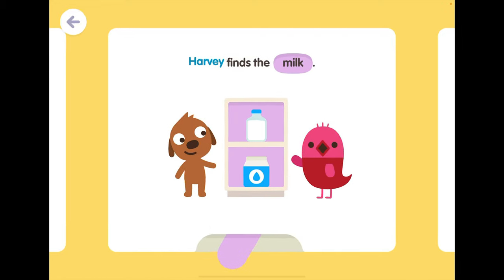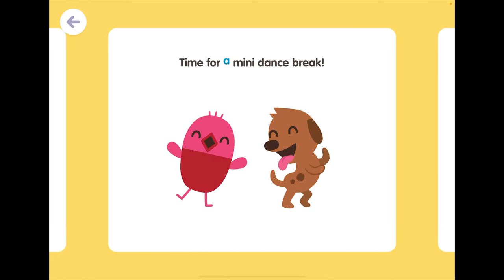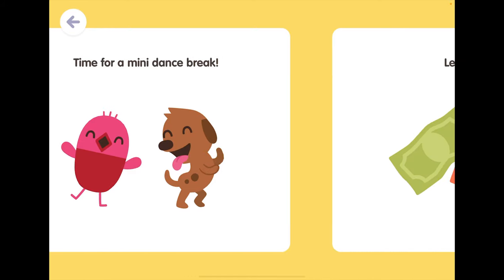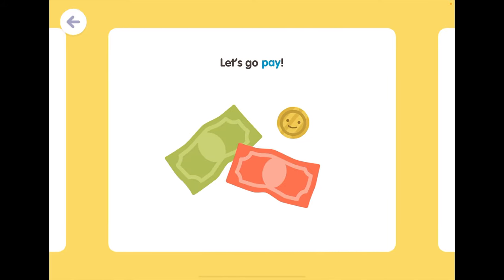That's cute. Harvey finds the milk. Oh, what else could Harvey find? Harvey finds the tofu. Harvey finds the cheese. Ooh, cheese. Cheese is yummy. Time for a mini dance break. Dance, dance, dance, dance.